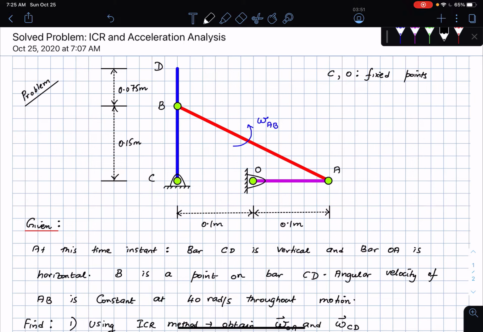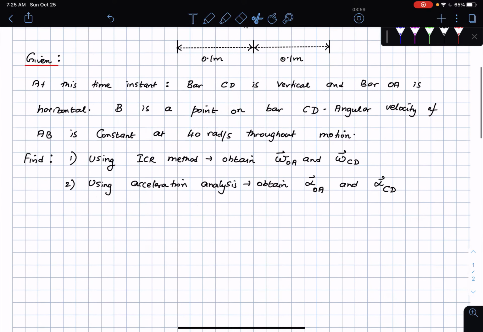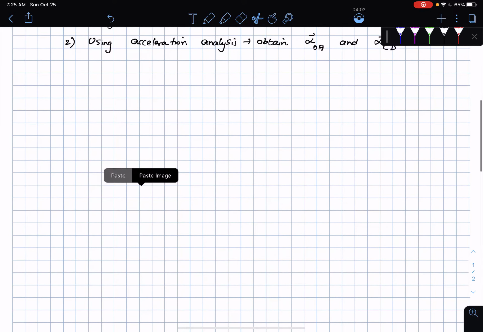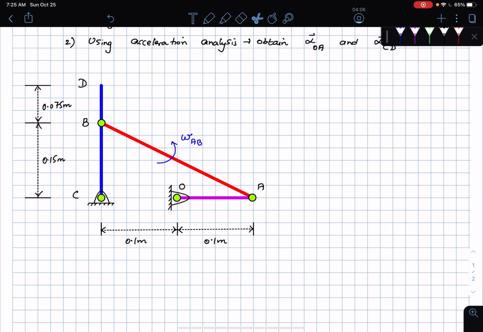All right, so I'm going to grab this figure and bring it down here with all the dimensions included. Okay, and let's write down whatever information is given to us in the form of the vector quantities. Okay, so here I'm going to do a couple of things. I'm going to first of all assume that the angular velocity of OA and CD are counterclockwise.